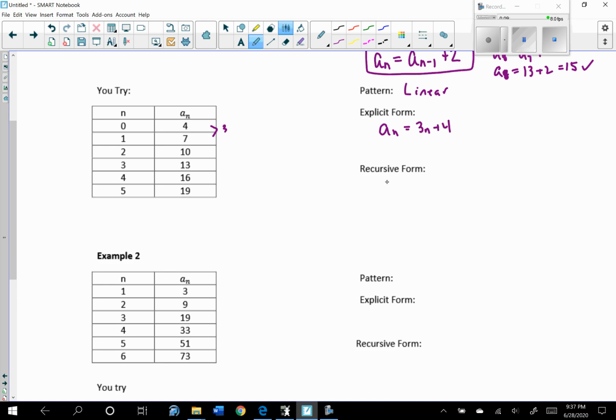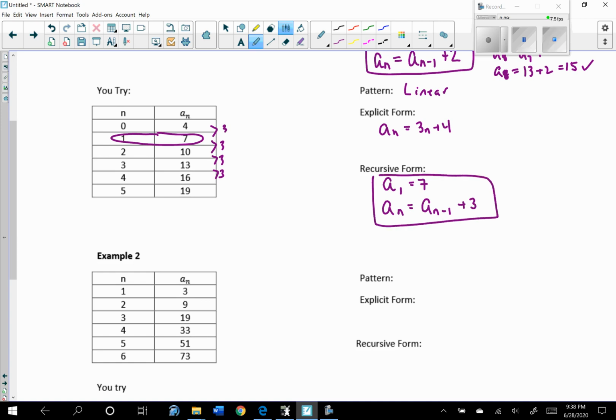And for the recursive form, and again, even though it has a 0 term, I'm going to go ahead and start with the first term. It just makes it easier. So a sub 1 is equal to 7, and a sub n is equal to the previous term. And what are we doing with the previous term each time? We are adding 3. So the previous term plus the common difference, and the common difference again was 3 for each of the terms.